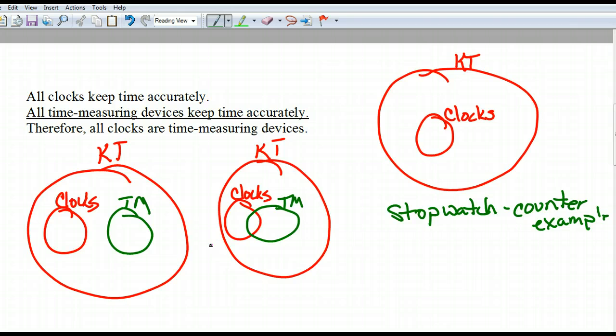Okay? So therefore, all clocks are time measuring devices. Well, no, this one says some are, and this one says none are. So this would be an invalid statement.